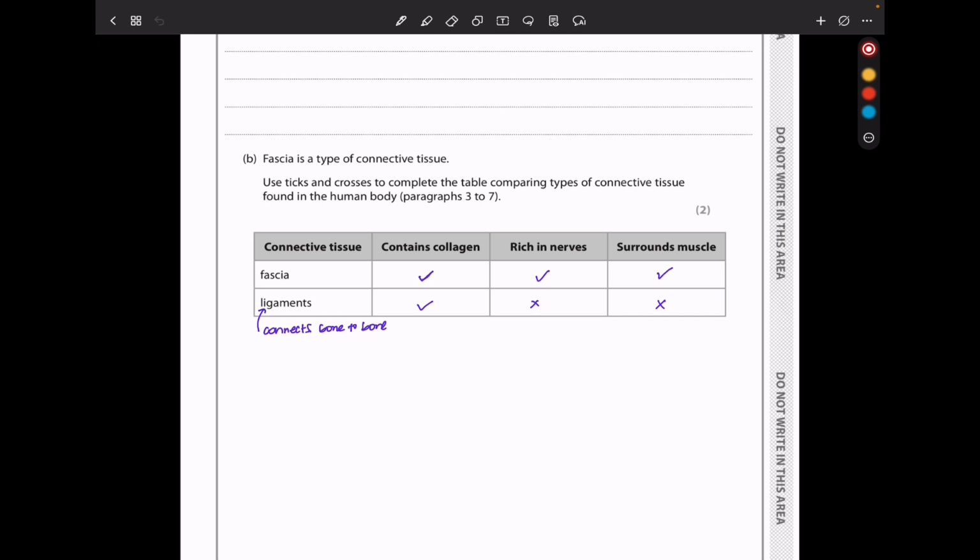Next, they say fascia is a type of connective tissue. Use ticks and crosses to complete the table comparing types of connective tissue found in the human body. So fascia contains collagen, of course. It's going to be rich in nerves based on the article, and it surrounds muscles. Ligaments connect bones to bones, so they contain collagen. They are not rich in nerves, and they're not surrounding a muscle.